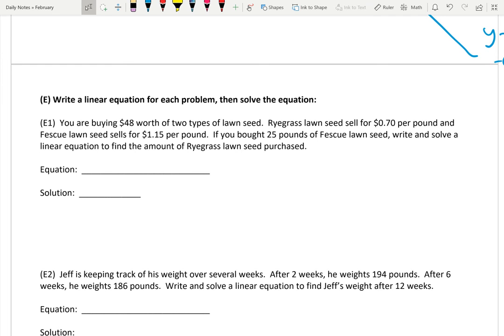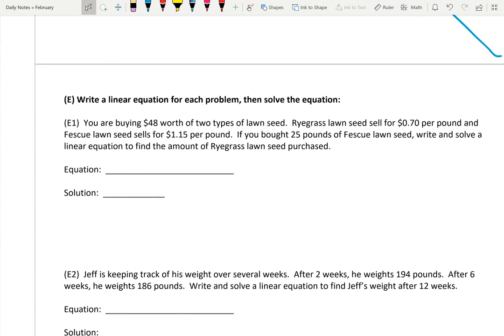So problem number 1. You're buying $48 worth of 2 types of lawn seed. Ryegrass lawn seed sells for 70 cents per pound, and fescue lawn seed sells for $1.15 per pound. If you bought 25 pounds of fescue lawn seed, write and solve the linear equation to find the amount of ryegrass lawn seed purchased. All right. So we have $48. We're buying $48 worth, and they sell for 0.7 per pound and 1.15 per pound.